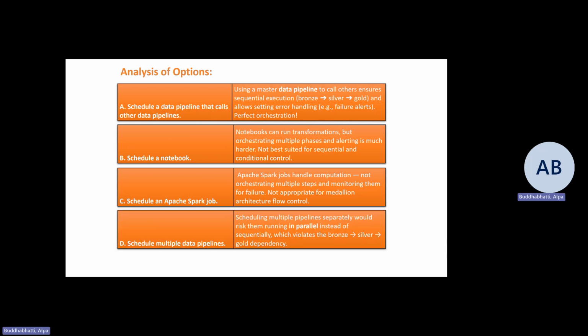And scheduling multiple pipelines: if you schedule multiple pipelines, they can run in parallel, which violates the rule of sequential loading. So that is also not correct. So the correct answer might be A.